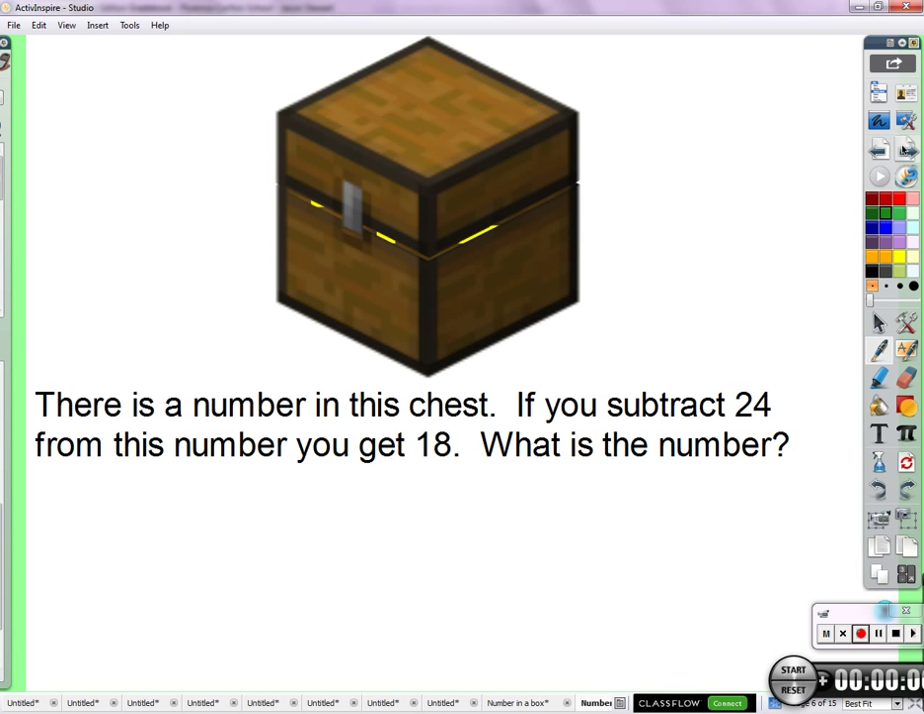All right. Somebody hit the lights because it's easier to see what I have up here. The chest.